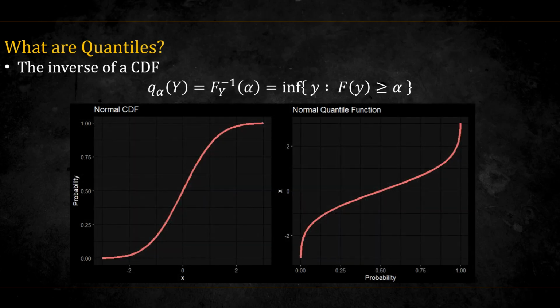In the graphs, you can see on the left the CDF of a standard normal distribution. Each value on the x-axis is mapped to the probability of getting a result less or equal to this number. On the right, you see the inverse of this function. For each probability you give this function, it will map it to a value. You will get less or equal this value with the probability you supplied.